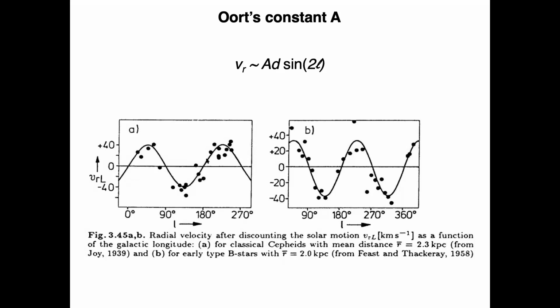On the left-hand side here, you see a plot for Cepheid stars with mean distance about 2.3 kiloparsecs. So if they're all at the same distance, then you have a measurement of A. And on the right-hand side, you have the same plot done for early type B stars with mean distance about 2 kiloparsecs. The plot for the Cepheids yields a value for the A constant of about 14.8, so about 15 kilometers per second per kiloparsec. Because A is a measurement of the differential rotation, a non-zero value for A that comes from Oort's analysis was the first definite evidence that our galaxy is in differential rotation.